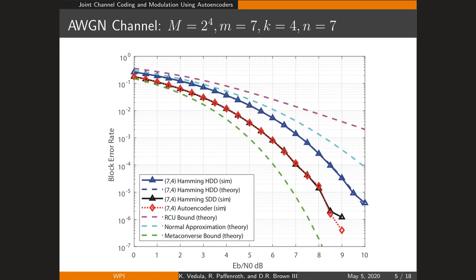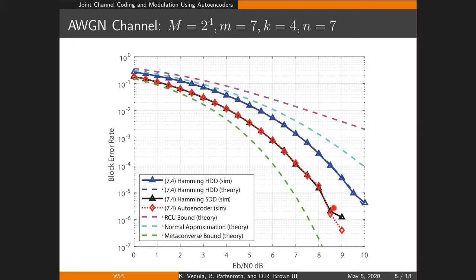For comparison, we have our x-axis, which is Eb over N0, which represents the SNR varying from 0 to 10 dB. And we have a block error rate as a y-axis here. And here, the blue line represents the hard decision decoding curve, and the black line, which is behind the red line, represents the soft decision decoding curve. The red line with the diamonds represents the autoencoder curve.